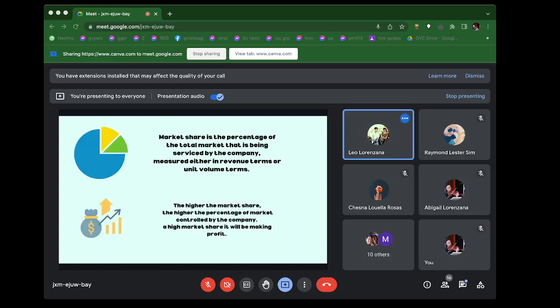Market share is the percentage of the total market that is being serviced by the company, measured either in revenue terms or unit volume terms. The higher the market share, the higher the percentage of the market controlled by the company. The Boston Matrix assumes that if the company has a high market share, it will be making a profit. This assumption is based on the fact that a higher market share will be achieved over a larger period of time, and by that time the company would have achieved its economies of scale and would have learned how to make money from the product.